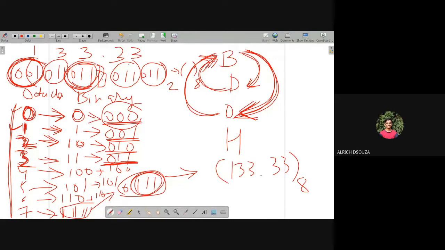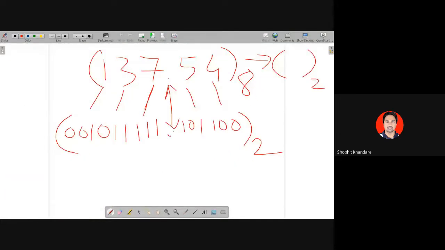सर हाँ, सर वो सेकंड पेज दिखाना है. सेकंड पेज. ओके, यस. ओके सर, थैंक यू. ठीक है ना. 7 को 111, 3 को 011, 1 को 001. Octal point and binary point. Then 5 101, 4 100.